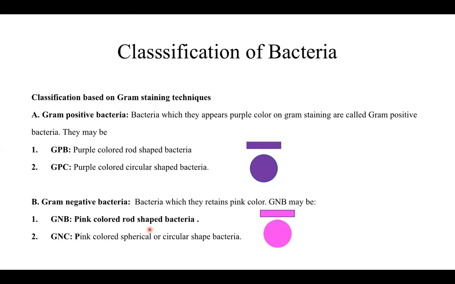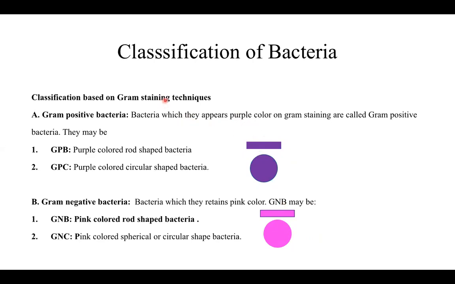Those bacteria that retain the color of crystal violet in gram staining and appear in purple are known as gram-positive bacteria. While those bacteria that retain the color of the counter stain in gram staining and appear pink in color are known as gram-negative bacteria.